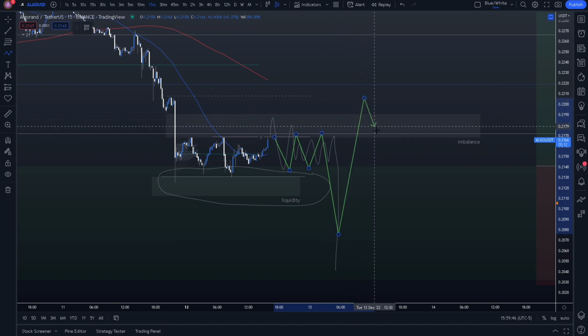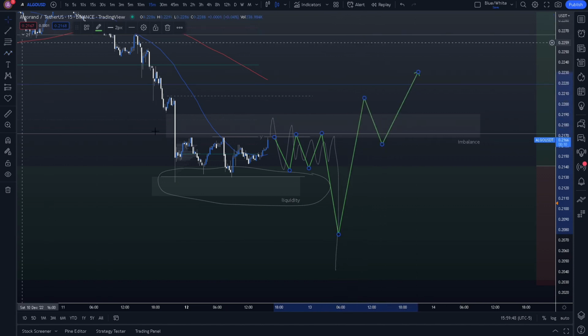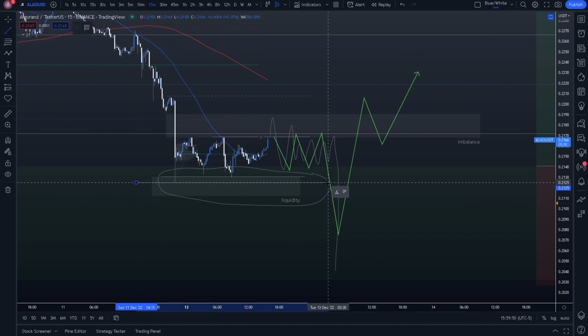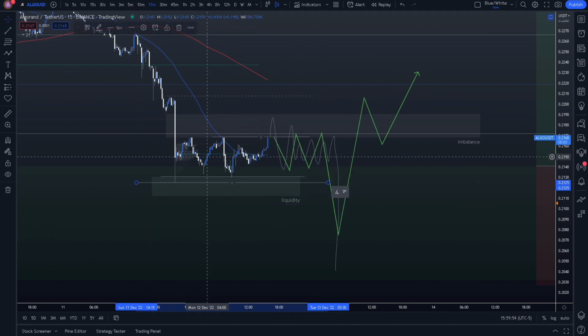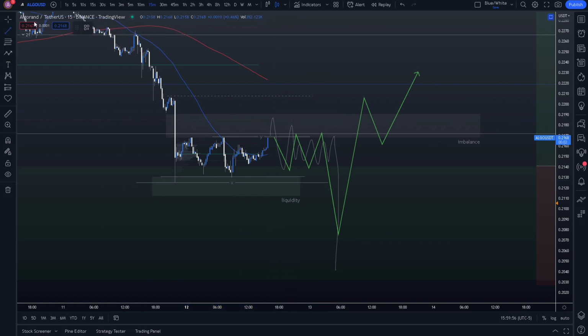So what you want to see is this. This would give us our sweep of liquidity right here. I mark that by an X. And then, get rid of this.